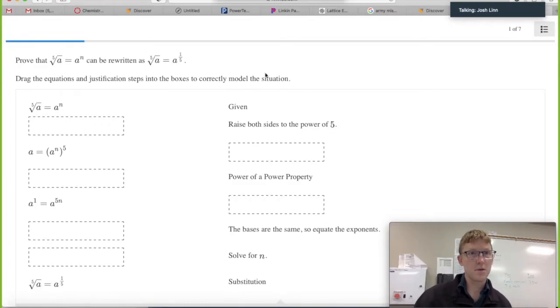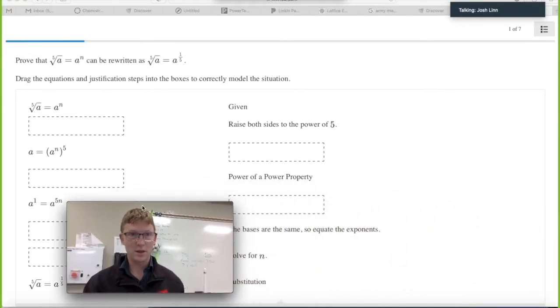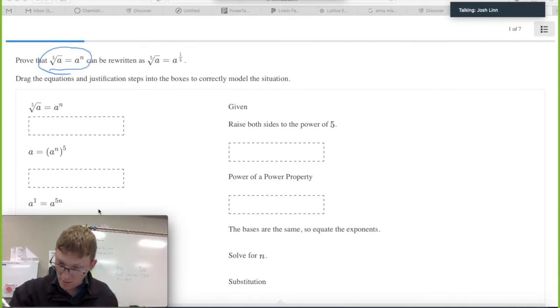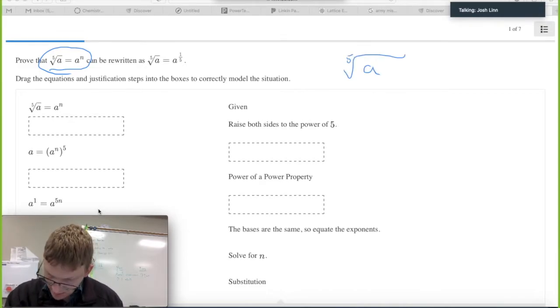All right, so to get us started, prove that the fifth root of a is equal to a to the power of n, can be written as that. I'm going to just do it first on the screen, and then we can look at whatever answers they have. When it says prove that this is equal to that, that means we start with this first expression and go from there. So we've got the fifth root of a is equal to a to the nth power.